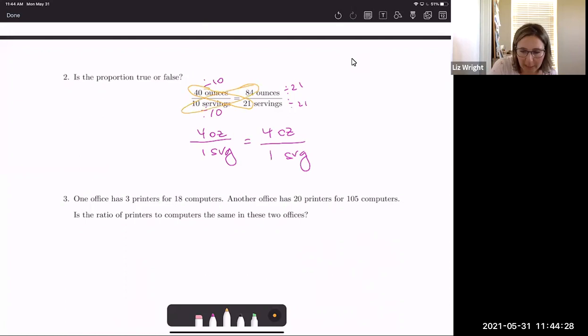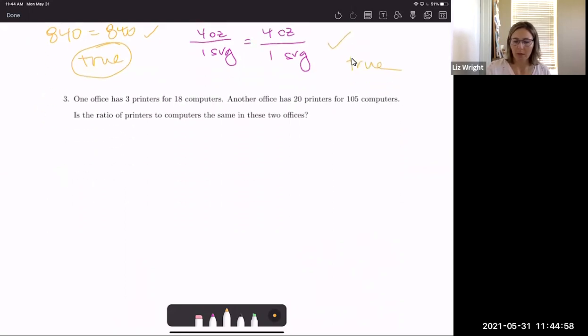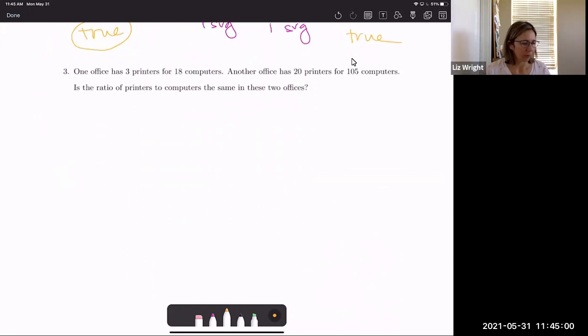Do some cross multiplication. And so the first one would be 40 times 21. Does that in fact equal 10 times 84? And let's check it. So 40 times 21 should give you 840. 10 times 84, that's just going to move your decimal over 1, which is going to give you 840. And so check. So this is a true proportion. Check. This one's true over here as well. All right, so let's check number 3.